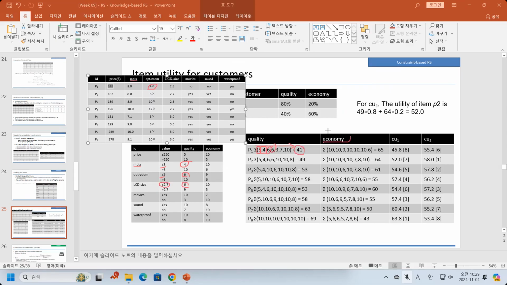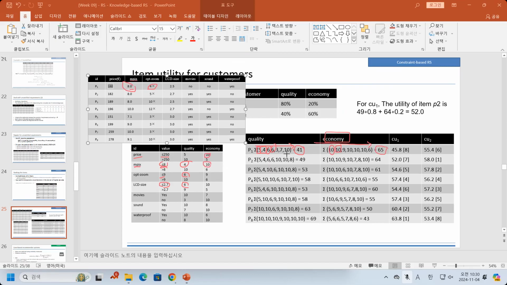What about the economy? Yes, the same. From the economy perspective, the price is less than 250, so the rating is good: 10. For the megapixel, it is higher than or equal to 8, and in this case it is equal to 8, so the economy is 10. And so on. So for every product, we have the calculation, then we do the summation.